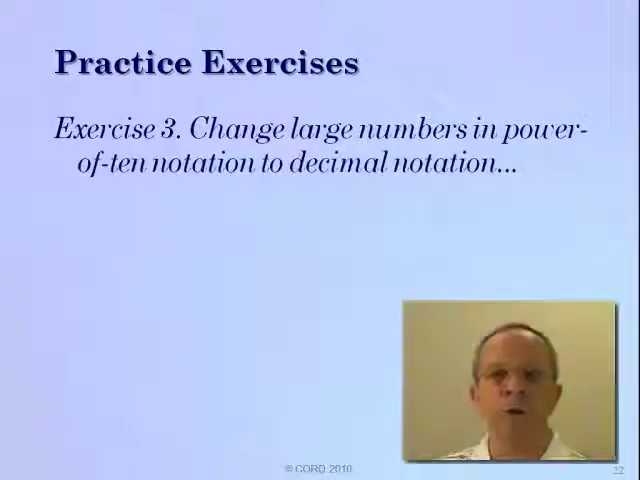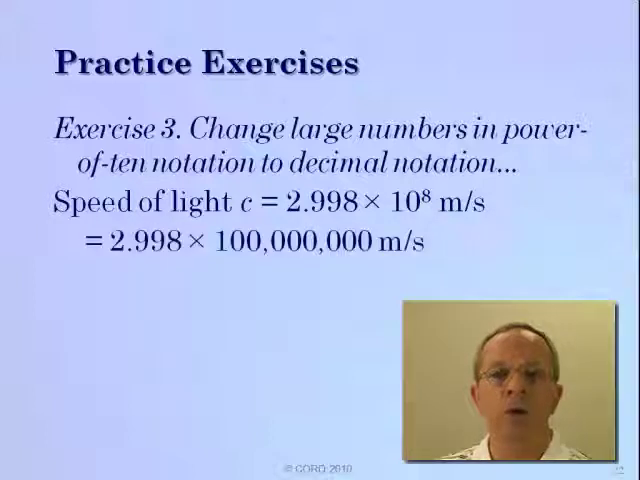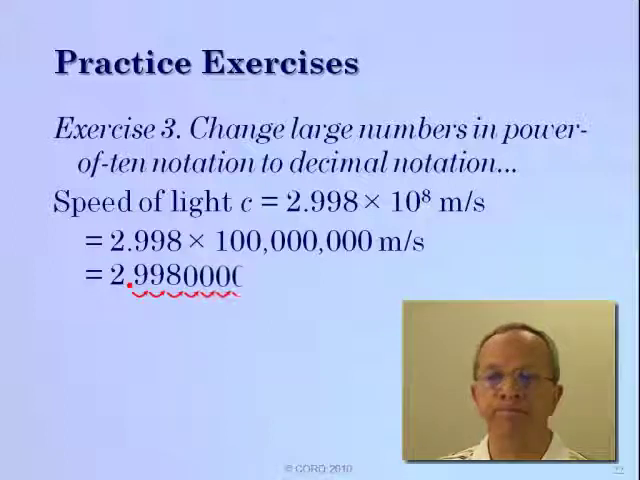We can do the reverse by changing large numbers that are in power of 10 notation to decimal notation. For example, the speed of light, 2.998 times 10 to the 8th meters per second, if we want to write that number in decimal notation. So 2.998, and we have to move that decimal point over 8 places. And we have to insert some commas to make it a little bit more readable.